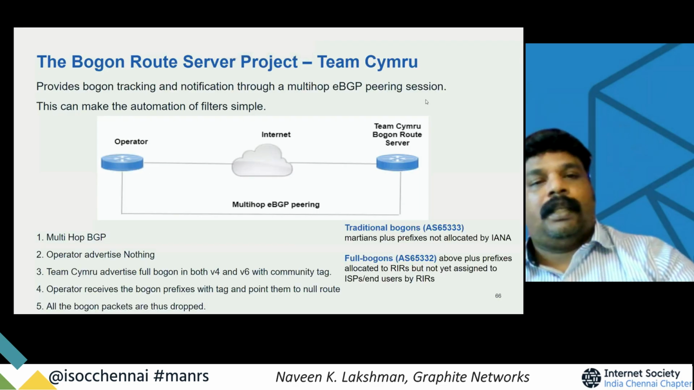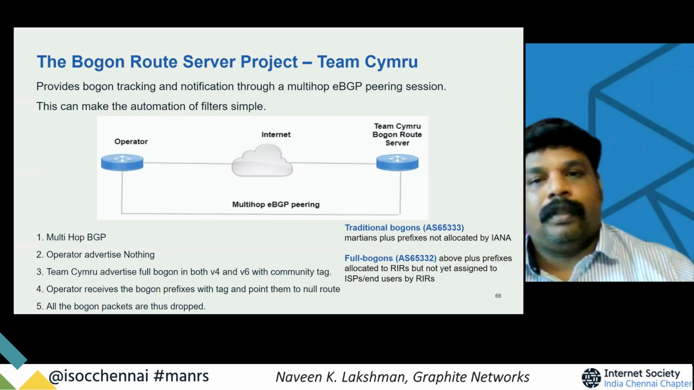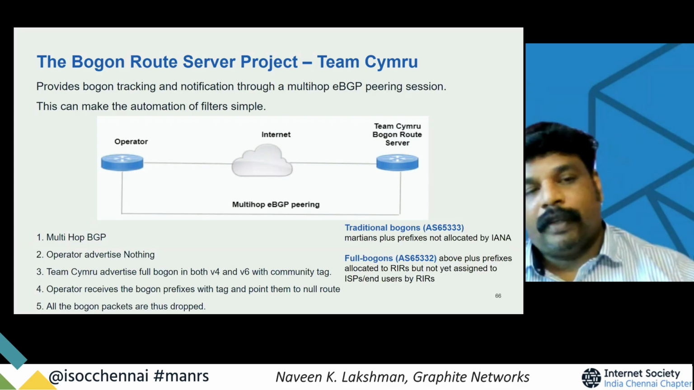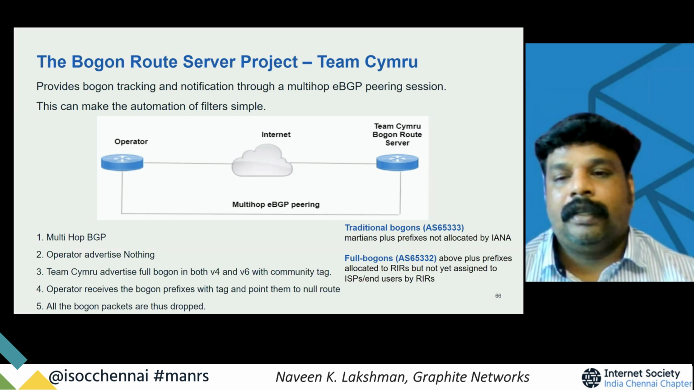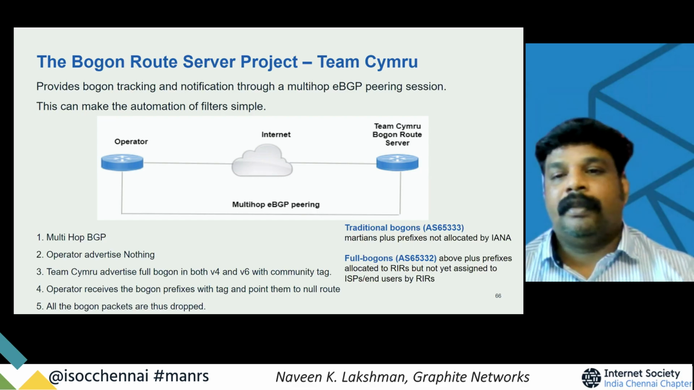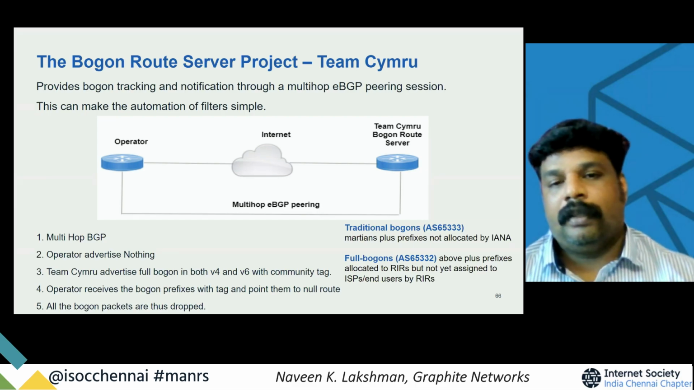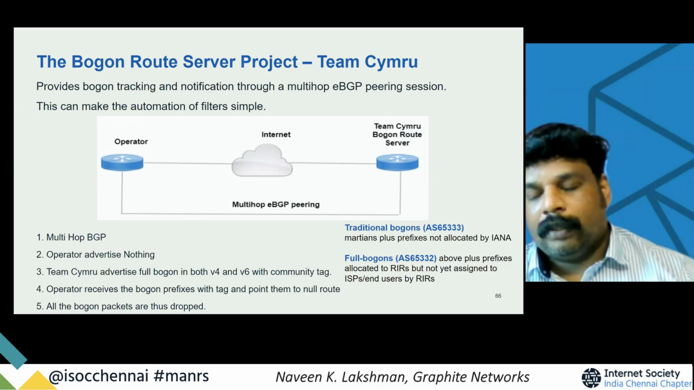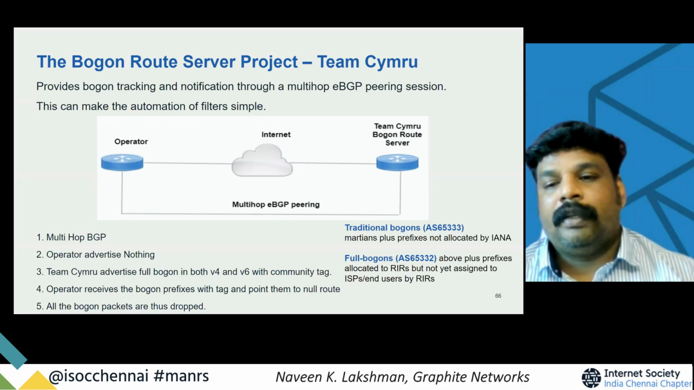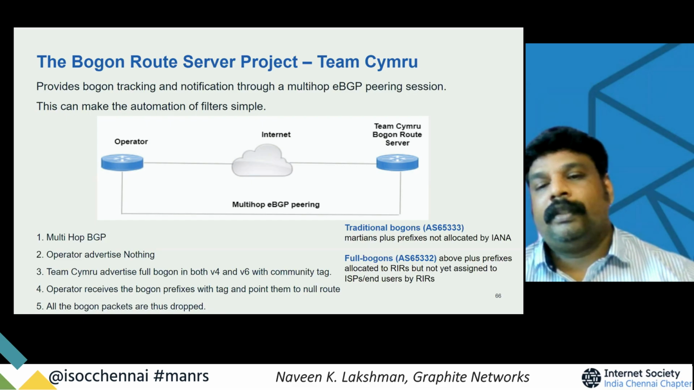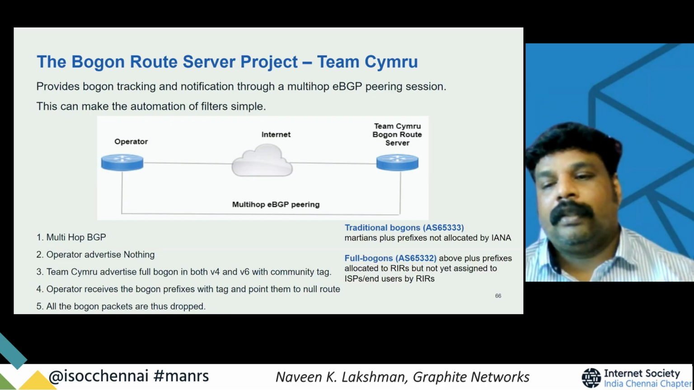So there are ways of tracking and filtering bogons. Team Cymru provides you with free bogon feeds. They have two AS numbers dedicated for this, which are on the right corner: 65333 and 65332.